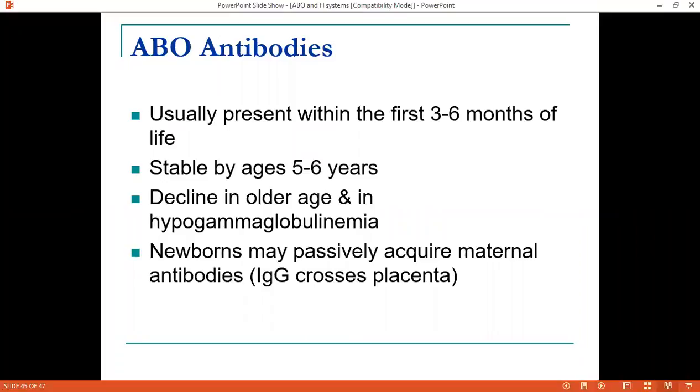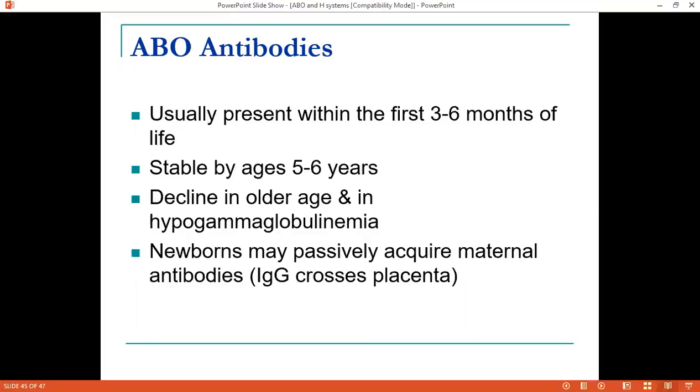So the ABO antibodies, as I said, are expected, but they're usually present only within the first 3 to 6 months of life. So that's when they first start to develop. You wouldn't see them prior to that, which is why we don't test cord blood for reverse typing. They're stable by ages 5 to 6 years of age, and then they decline as we get older, and their levels start to decrease also in hypogammaglobulinemia.